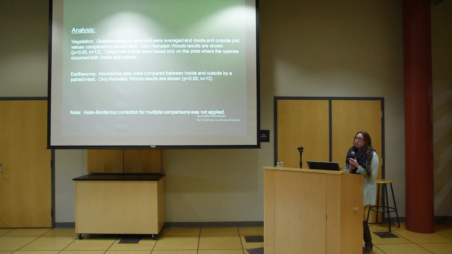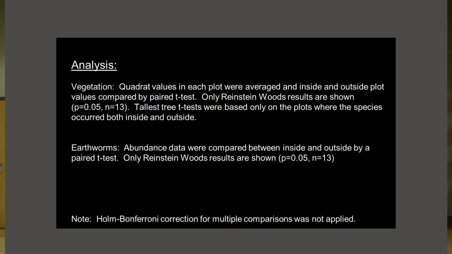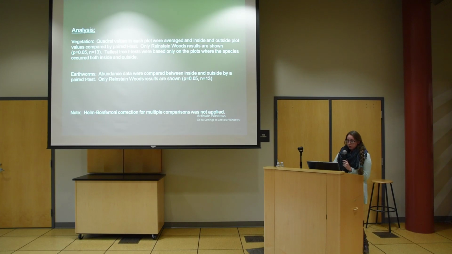So for my analysis, the values in each of the plots were averaged inside and outside, and the values were compared with a t-test. And all I have right now is Reinstein Woods, which shows in the t-test. And also, we did one tallest tree sample out of the saplings in the quadrats, and those t-tests were only based on Reinstein as well. For our earthworms, we did abundance data that was also compared between inside and outside, and those were done by a paired t-test and were only done at Reinstein Woods so far.